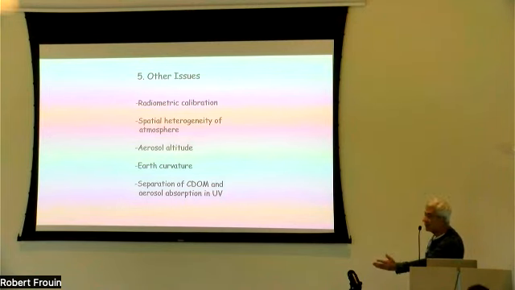Now, something that we neglect also is the spatial heterogeneity of the atmosphere. You measure at 60-degree angles, 70-degree angles. The sun is at 75 degrees.